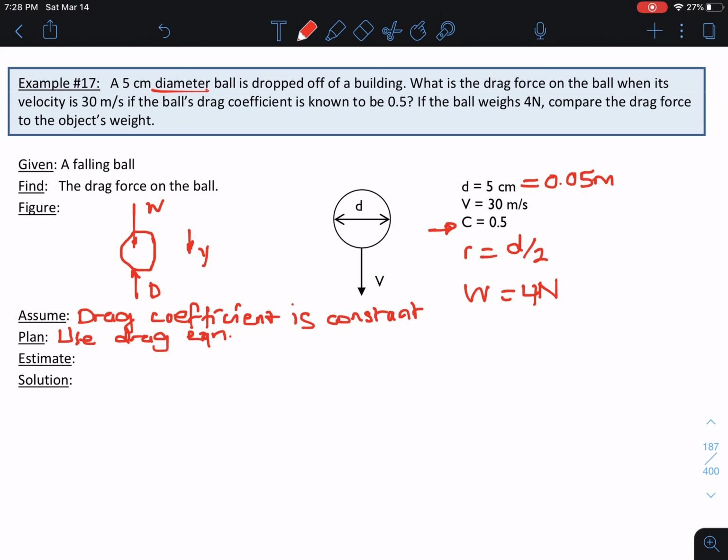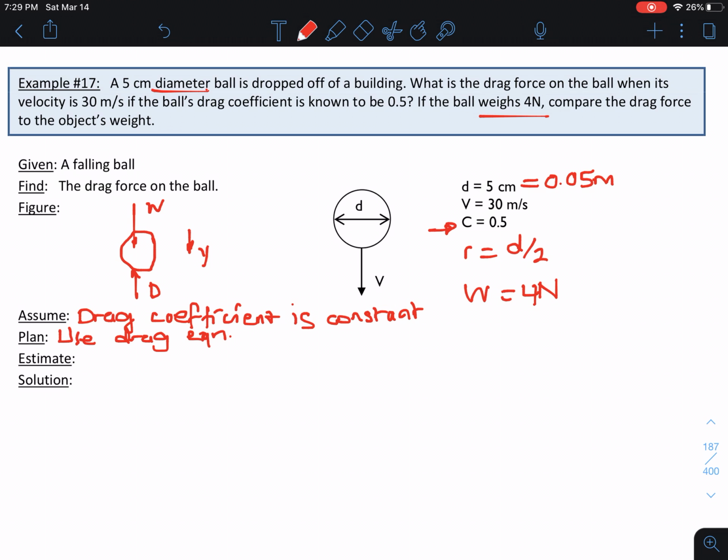And what estimation can we make? So it says that the ball weighs 4 newtons. So we have another force to compare with. What happens is initially when you release the ball, at that moment V is still 0, right? Initially the object is at rest. So when V is 0, drag force has V in it, so initially there's no drag force. Drag force is something that builds up with the speed.